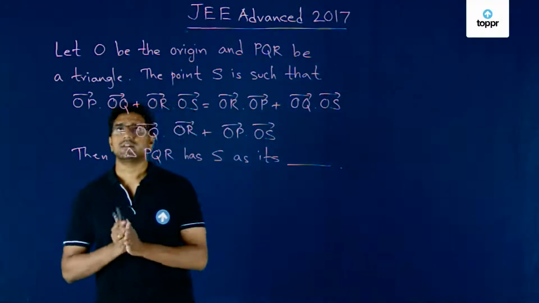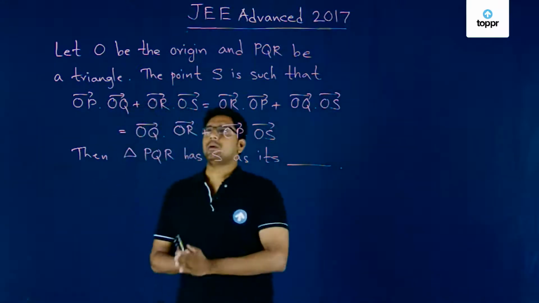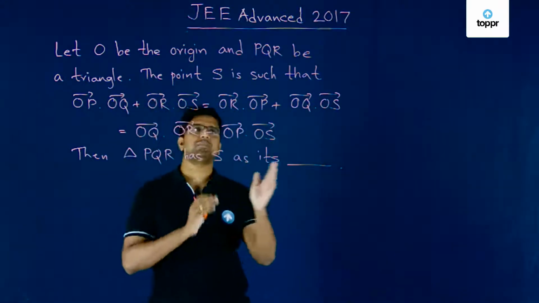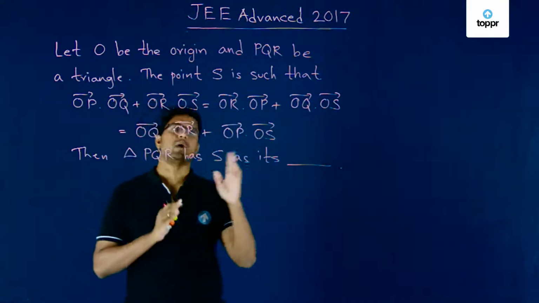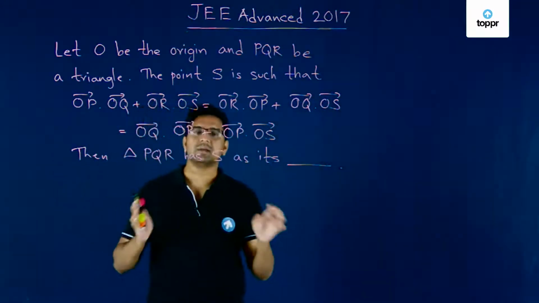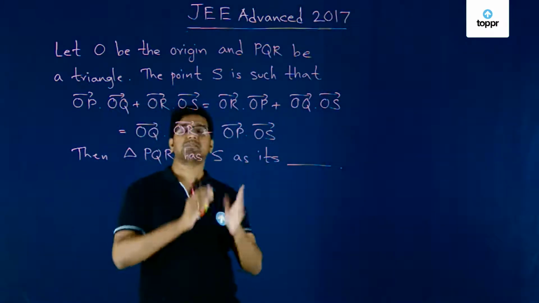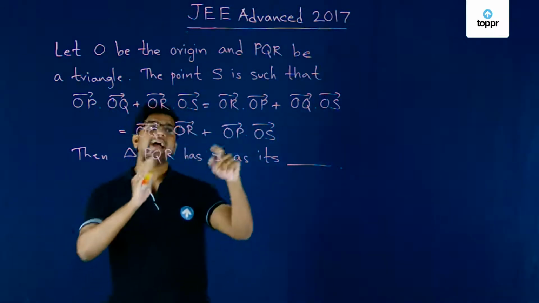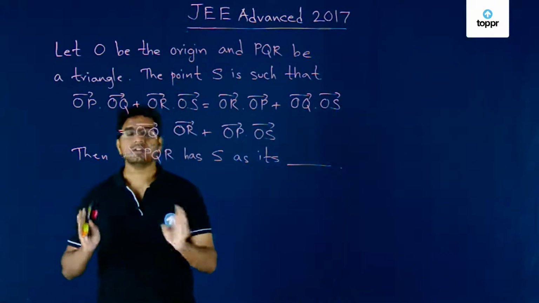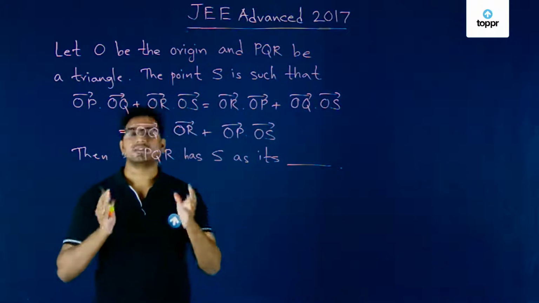So here is yet another problem from JEE Advanced 2017. The problem says O is the origin and PQR is a triangle. The point S is such that there is a relationship given between the position vectors corresponding to the points P, Q and R and this point S. The question asks, what is this point S when you consider the triangle PQR?